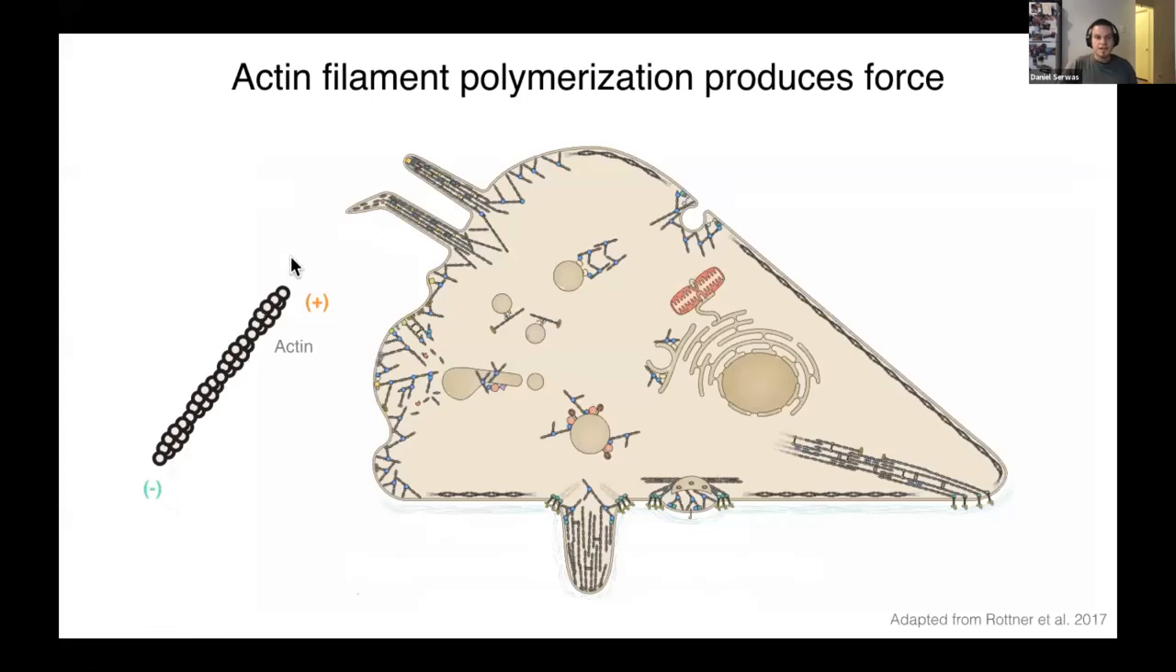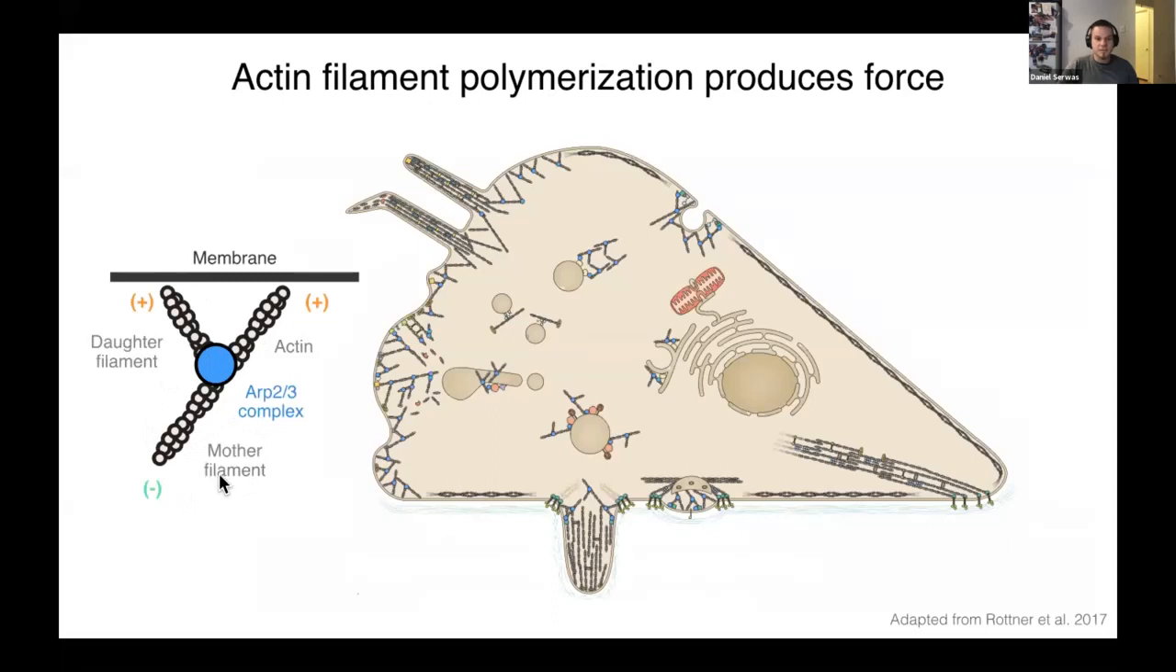Actin filaments are linear polarized polymers that preferentially grow on one end, which we call the plus end. And when they grow, they can produce a force against an object, for example, the plasma membrane. And this force can be enhanced by the ARP2/3 complex, which can bind to the side of existing filaments and induce the formation of a new filament. We then call the old existing filament the mother filament, and the new filament a daughter filament.